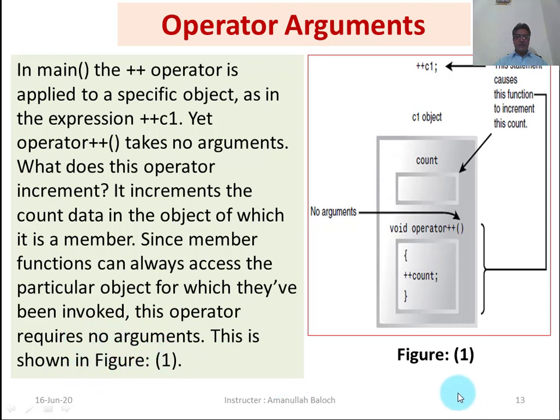This is shown in figure 1. In figure 1 we have shown that C1 contains no argument, because there is no requirement of this function that a value should be passed to it. So C1 has no argument, and this operator demands no argument for calling it.